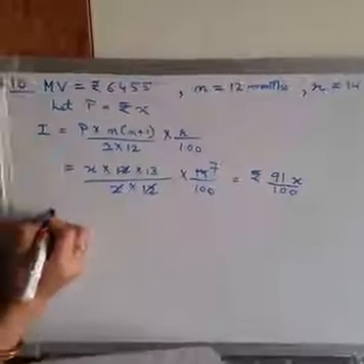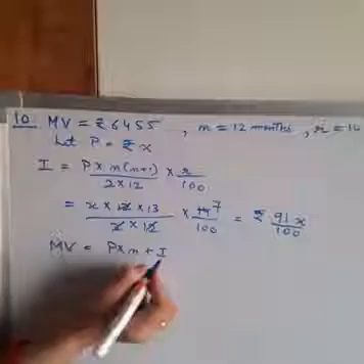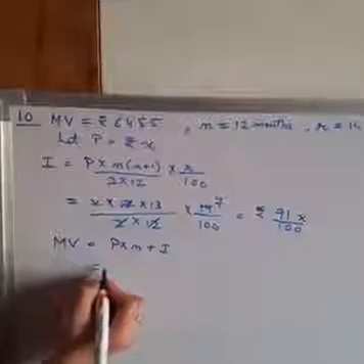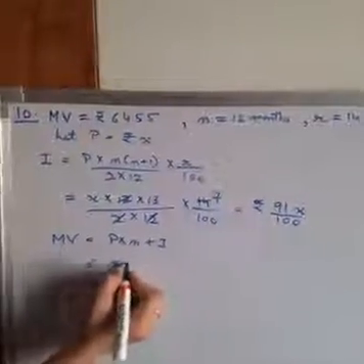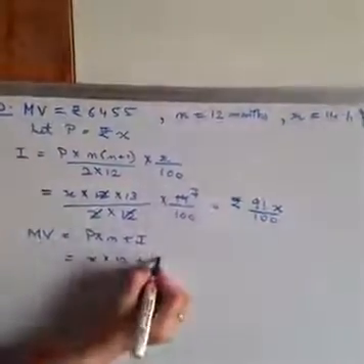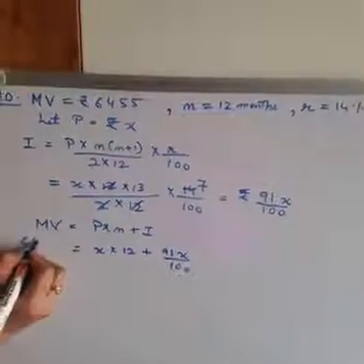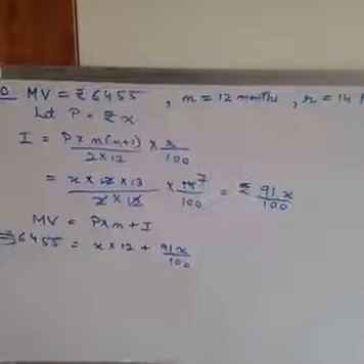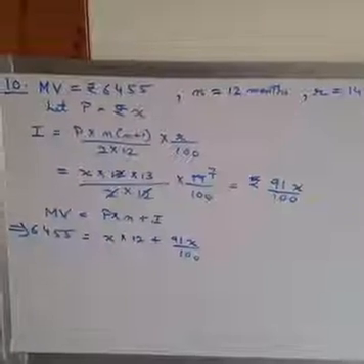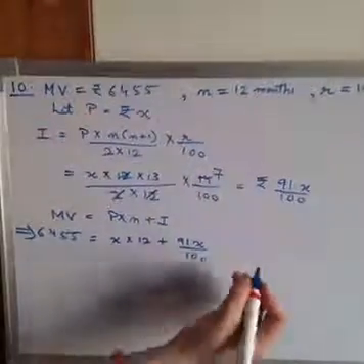Now next formula, you know, for maturity value is P into N plus I. Fine. So P into N plus I would give, in place of P, x, in place of N, 12, plus I, which we have just now calculated as 91x by 100, and maturity value is 6455. Fine. Now this will form a linear equation in x, solving which you will get the value of x, which is the required monthly installment. Okay, so let's solve that.